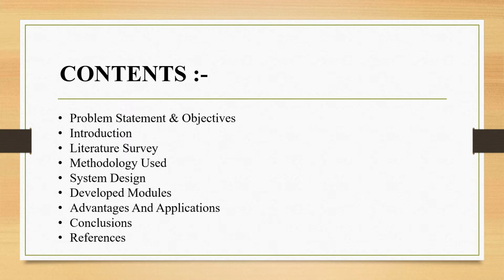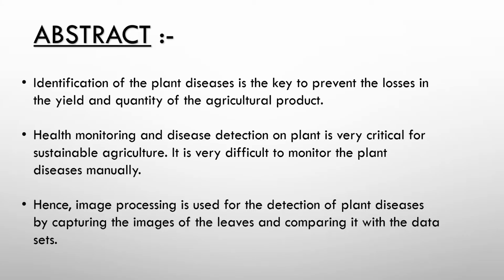The contents are problem statement and objectives, introduction, literature survey, methodology used, system design, developed modules, advantages and applications, conclusion and references. Abstract. Cultivation plays a vital role in the development of the Indian economy. Almost 50% of the nation's workforce is employed in this industry. The Indian agriculture component is one of the most important aspects of the Indian economy. So disease recognition of plants is very important so as to maintain sustainable agriculture.